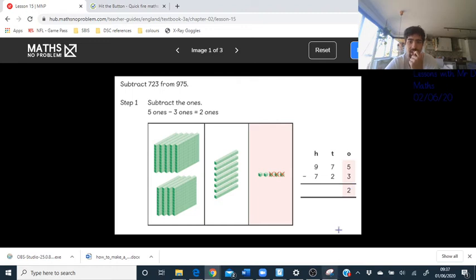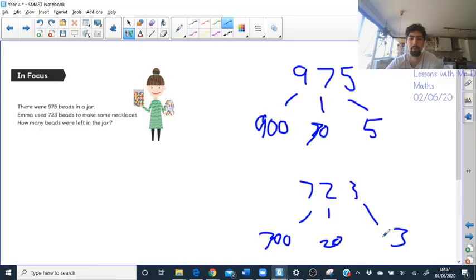You can see that they've already started their column method as well. See how everything's in the same units. It looks fairly similar, but what we do obviously is taking away rather than adding. Let's do this on the screen so you guys can see it a bit more practically.